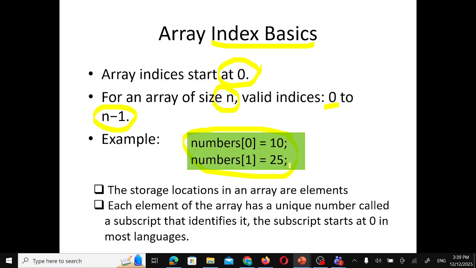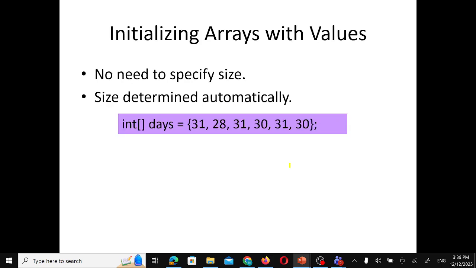Alright, and then each element of the array has a unique number called a subscript that identifies it, and these subscripts start at 0 in most programming languages, whether you use Python, C, C++, and so on. So there is a same array index concept basically, for any type of programming language, especially Java, Python, C, and C++.